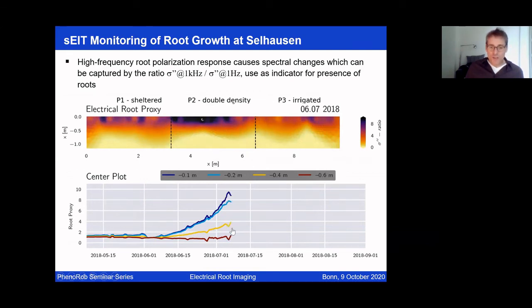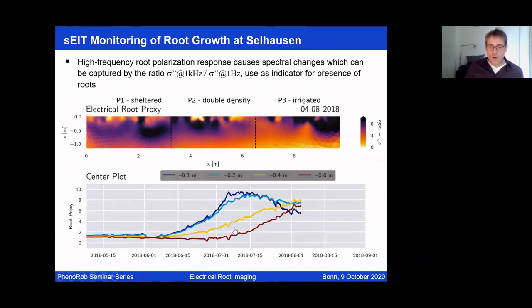And if I continue with the animation, you see that the colored lines are the evolution of this value in different depths. And you see that for the shallow depths, it increases first, and then at some point decreases again, while with increasing depth, that's delayed. So that obviously would reflect also the growth of roots into the subsurface as we expected.